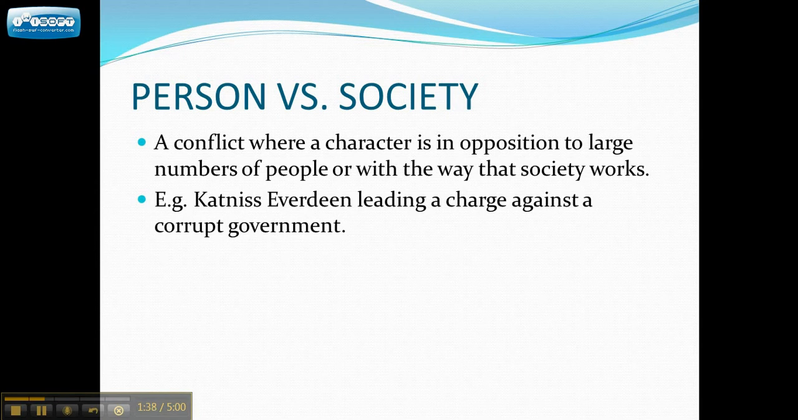Person versus society is sort of like person versus person, but on a much larger scale. So this is where a character is in opposition to large numbers of people, or maybe they're in conflict with the way that society works.